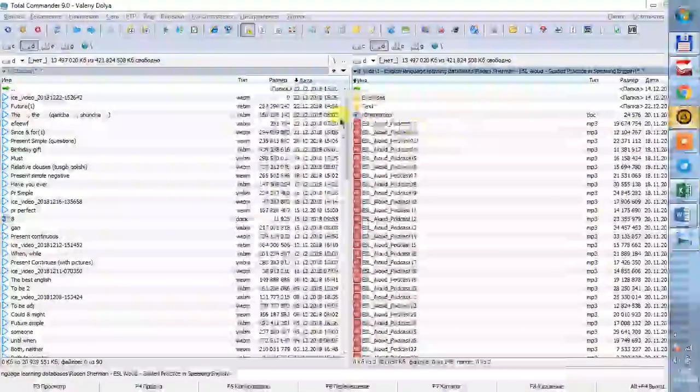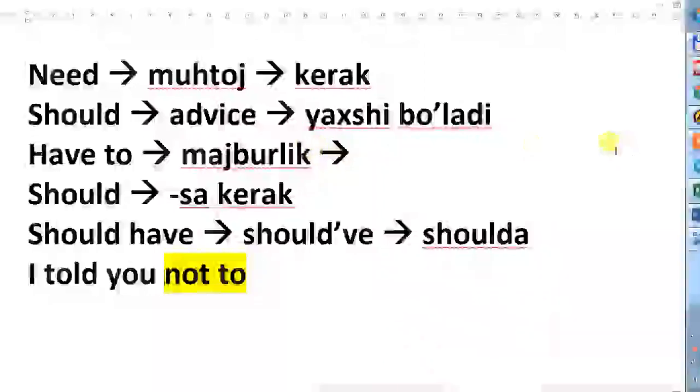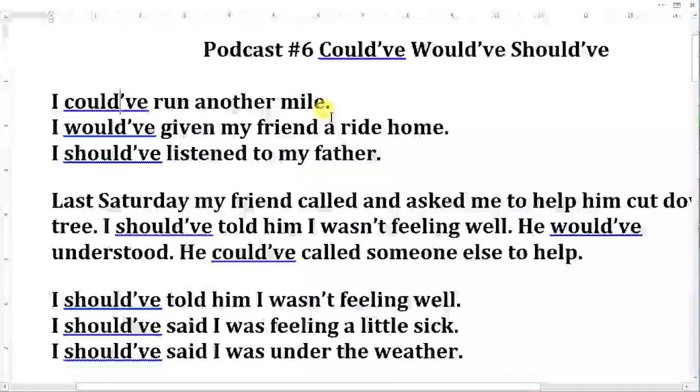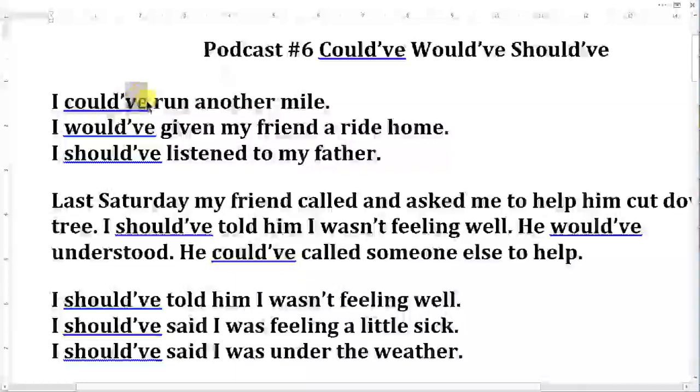Okay, look here. You use the constructions could have, would have, and should have to talk about something that did not happen. The everyday pronunciation of these phrases is the abbreviated form, which is spelled with an apostrophe VE instead of the word have. Repeat after me. Could have.